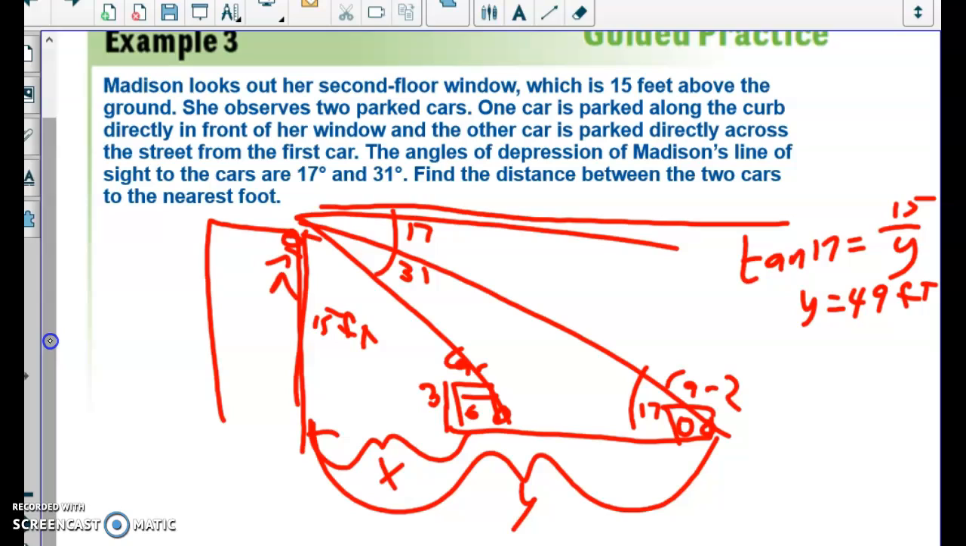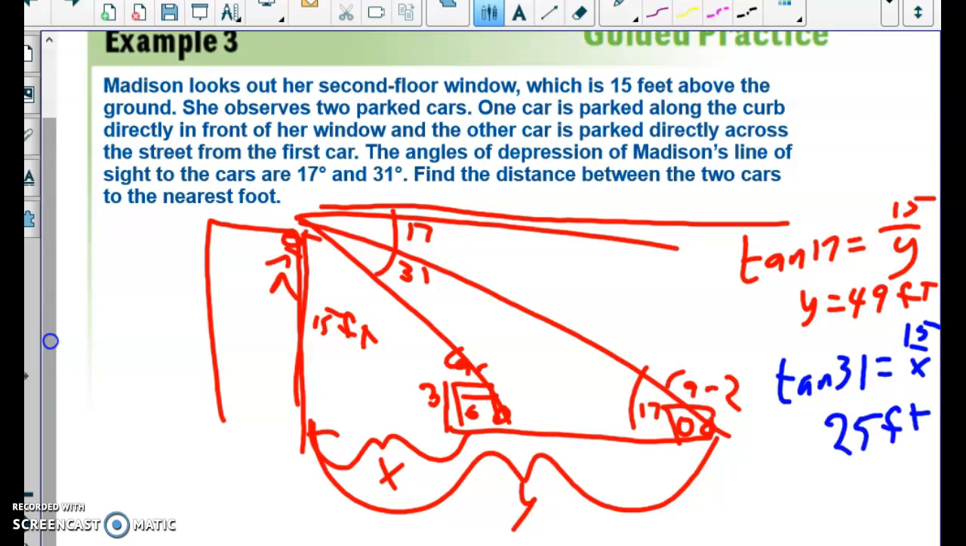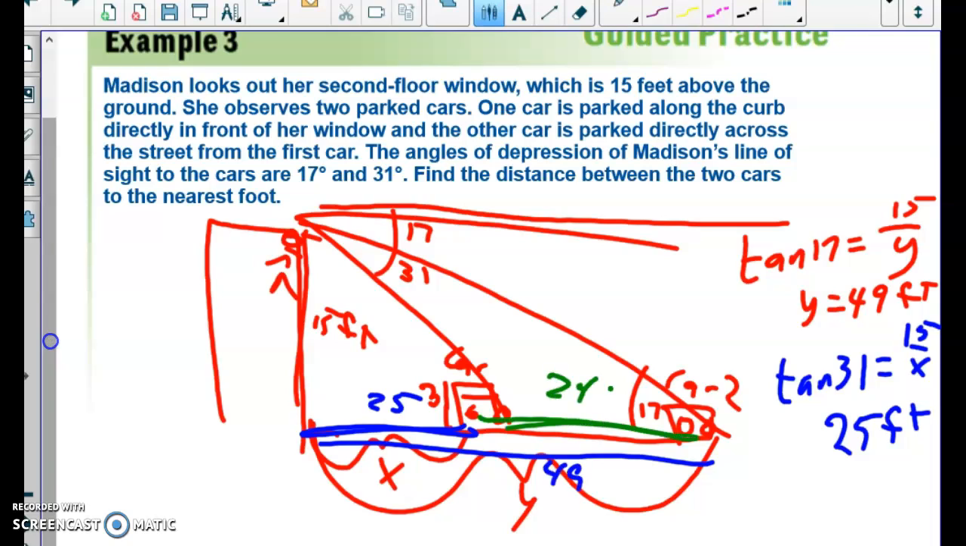The second one, to the x, I'm going to use tan of 31 is equal to the opposite over the adjacent. And so I get 15 divided by the tan of 31, which gives me 25 feet. So if this is 25 feet, and that distance is 49 feet, then the street width must be 24 feet.